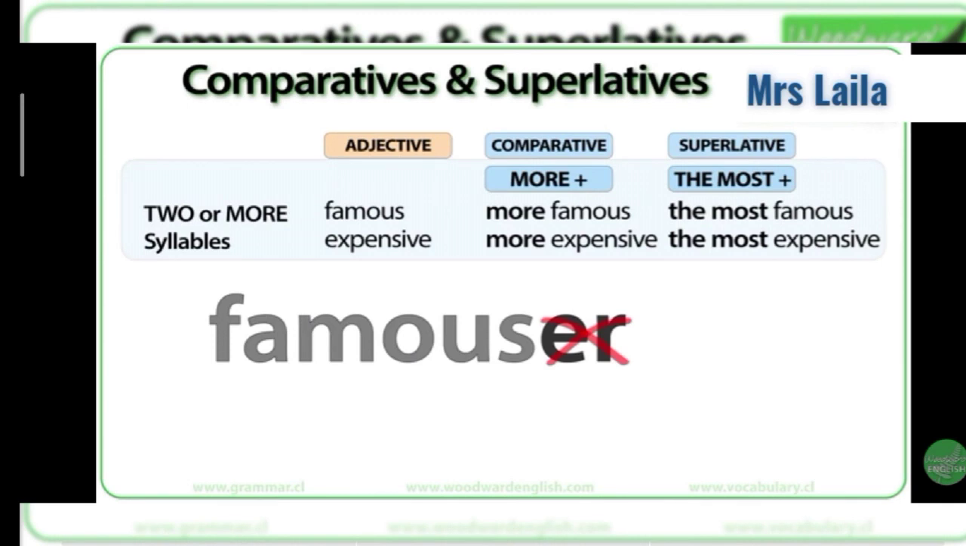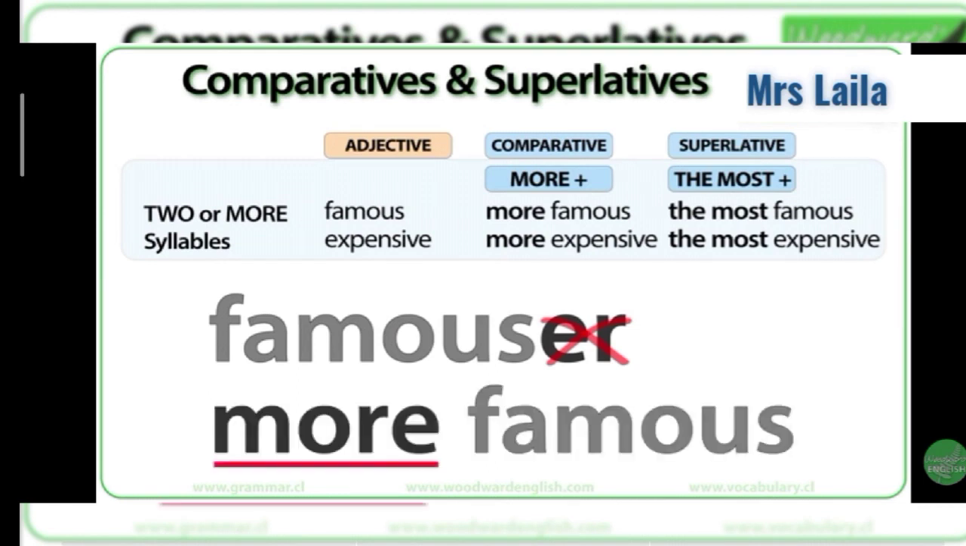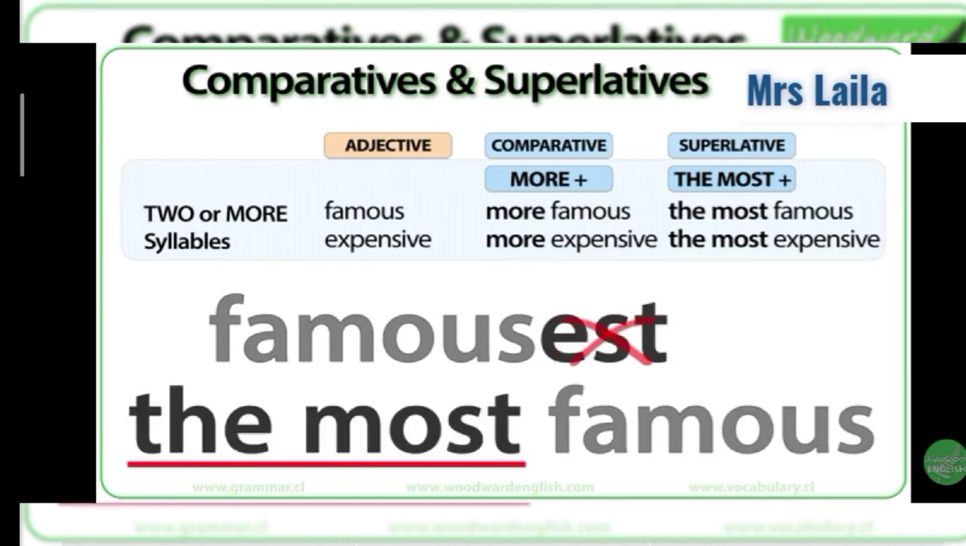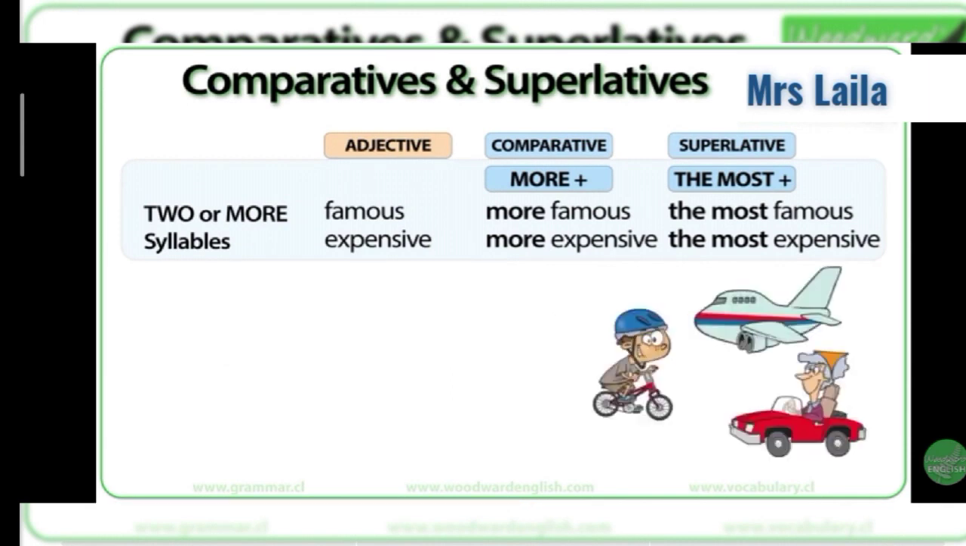For comparative, we use the word more. We add it before the adjective. So famous will become more famous. For superlative, we use the words the most before the adjective. So famous will become the most famous. Expensive has three syllables. Expensive. So it becomes more expensive, the most expensive.